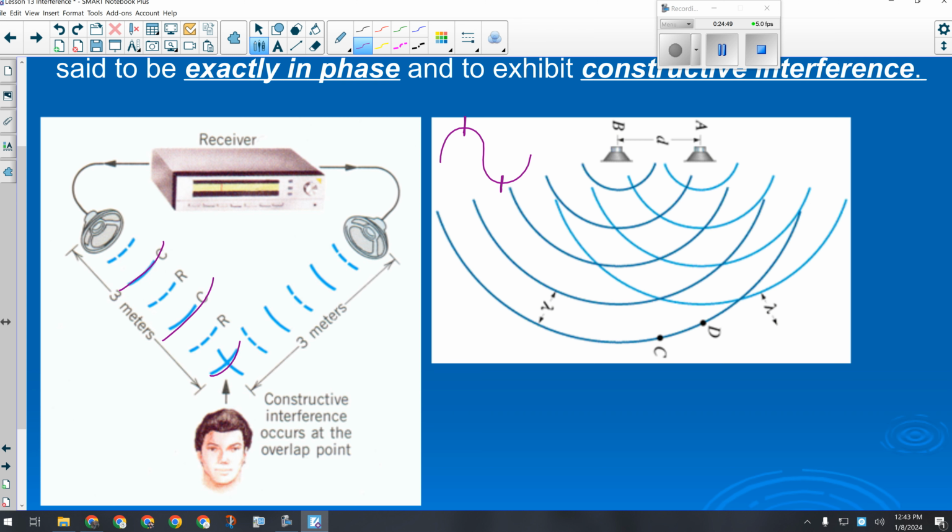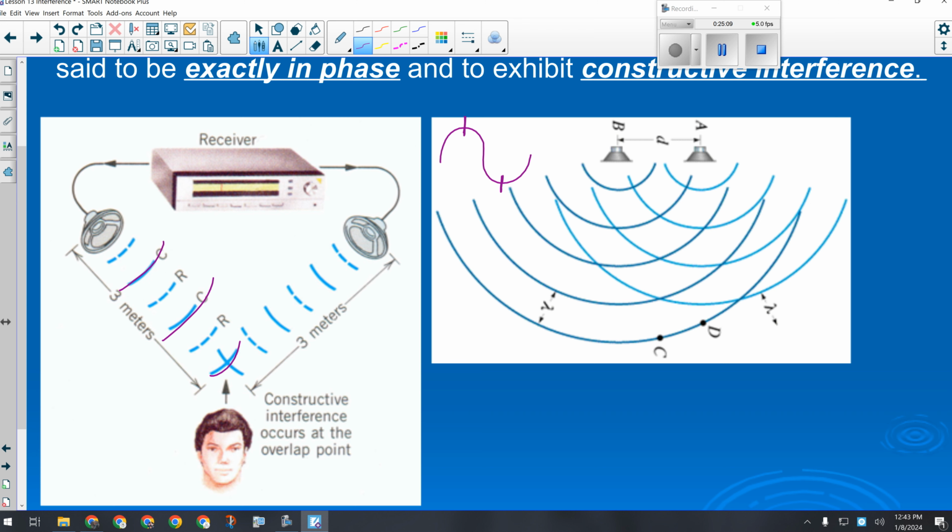So if we moved this back 1/2 meter, we would get destructive interference, because now this one would travel 1/2 a wavelength further. Now, what if I backed it up a full meter instead of just 1/2 meter? What would the person hear then?